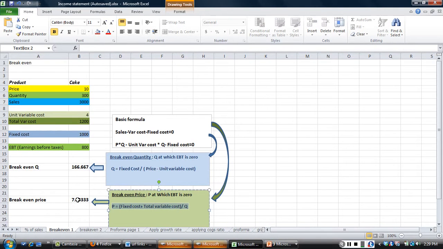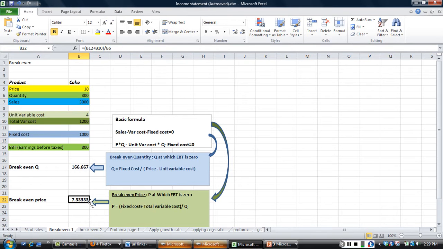Basically, I plugged in the formulas, as you can see up here, and based on the price, the quantity, the unit variable cost, and the total fixed cost, it tells me that I can go as low as 167 on quantity, or if I leave the quantity alone at 300, I can go as low as 7.33 in price. Instead of 10, I'll break even. So that gives us a range of where we can keep our business in.